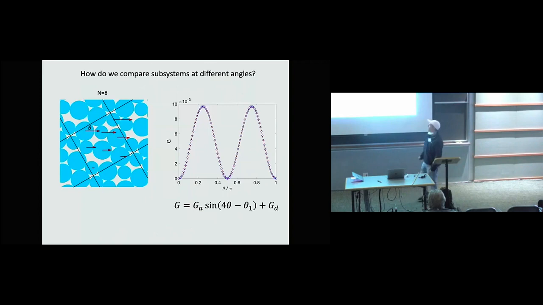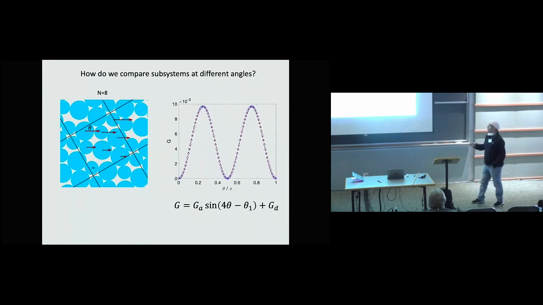So the first thing you have to think about is, well, I strained at some angle. Should I average over that angle? What should I do? In general, what people have found is that when you strain at different angles, the shear modulus oscillates with 4 theta. That's just from the boundary condition.